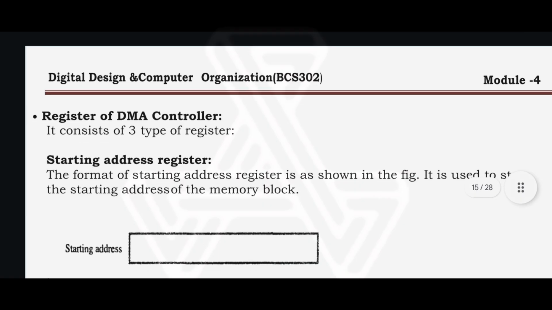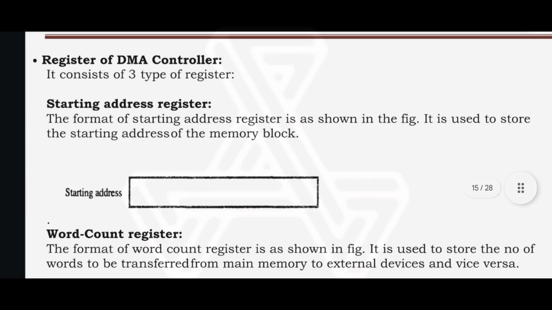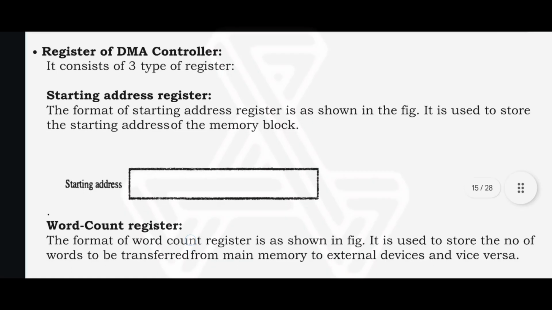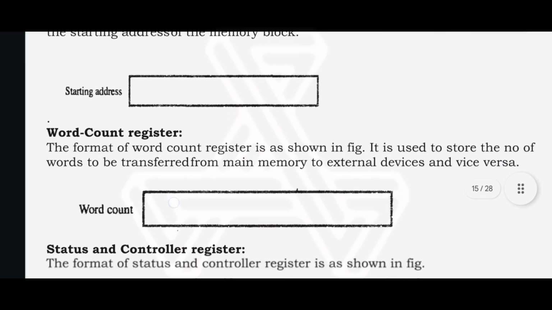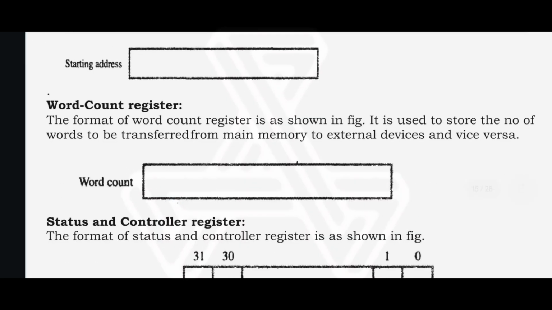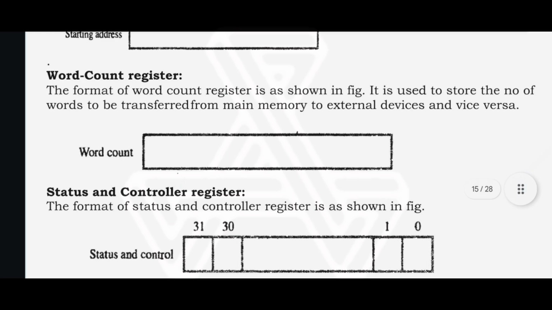The register of the DMA controller consists of three types of registers. Starting address register: the format of the starting address register is as shown in the figure. It is used to store the starting address of the memory block. Word count register: the format of the word count register is as shown in the figure. It is used to store the number of words to be transferred from main memory to the external devices and vice versa.